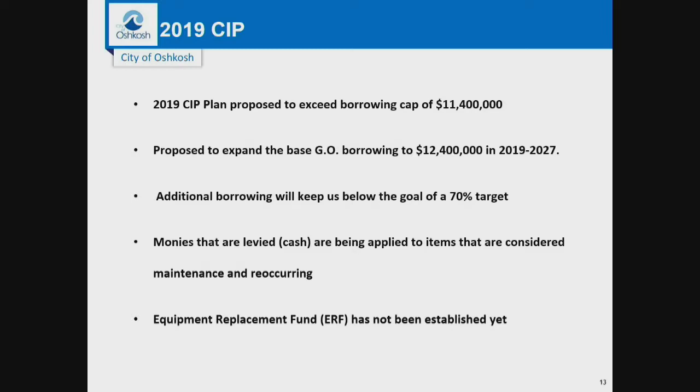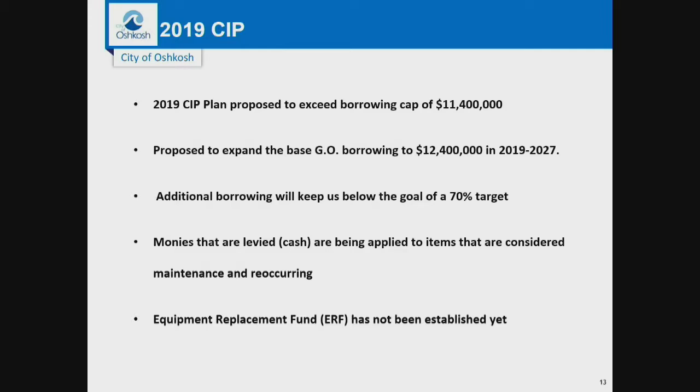And so what does that mean for the city? Like I just spoke about, we had traditionally had that $11,400,000 cap in this year, and in the 2020 year, we are proposing to go up $1 million. That proposal will keep us below our target goal, which we have already reached. And monies that are levied cash are also being only applied to maintenance and recurring items. So it's making sure that $1 million investment that you're seeing in that operation budget every year, we try to levy $1 million for items that have a shorter life cycle, or it just makes better financial planning and strategy to pay cash up front.